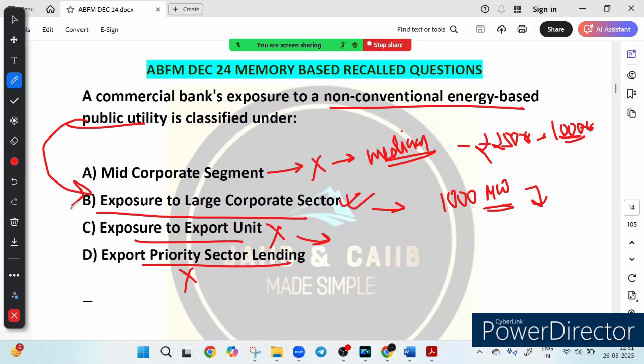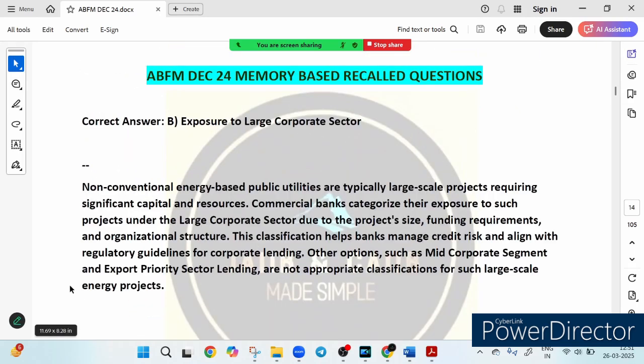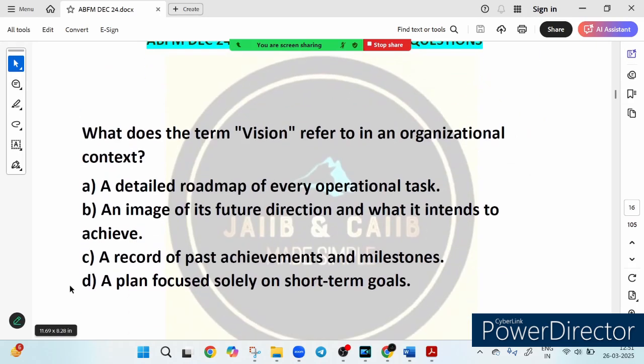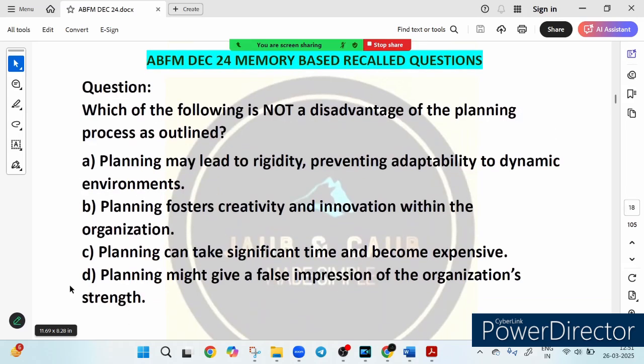Now let's switch our focus to the next question. The next question is on your screen, as you can see. Let me show you. So this is the question. What does the, I think we can skip this question, not that important. Yes, planning is very, very important. So friends, the question is, which of the following is not a disadvantage of the planning process?